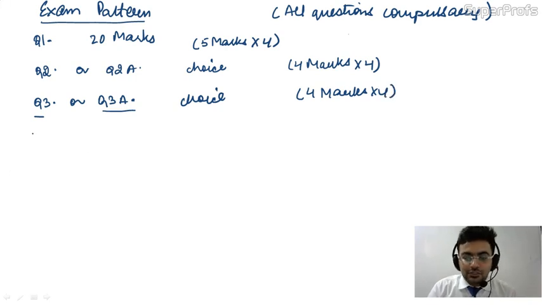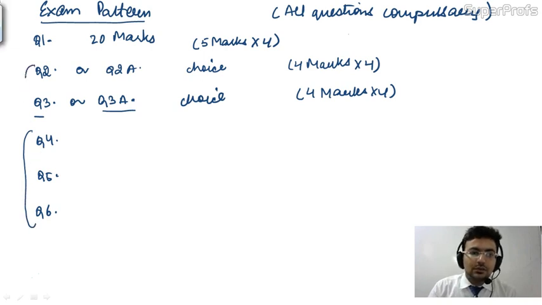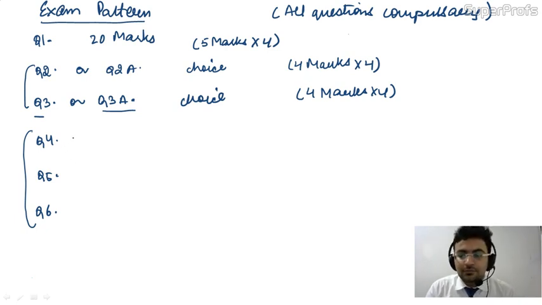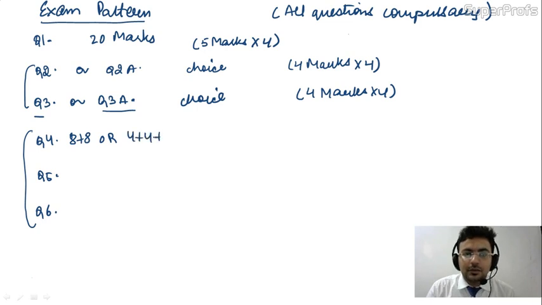After that, there will be questions number 4, question number 5 and question number 6. All of them are mandatory. There will be no choice. Just like question number 2 and question number 3, you answer all questions, compulsory. You will not get any choice over there. Generally, question number 4 can be 8 plus 8, or that can be 4 plus 4 plus 4 plus 4. So any kind of standard can be adopted over here.